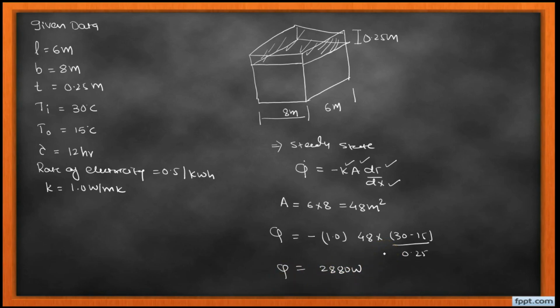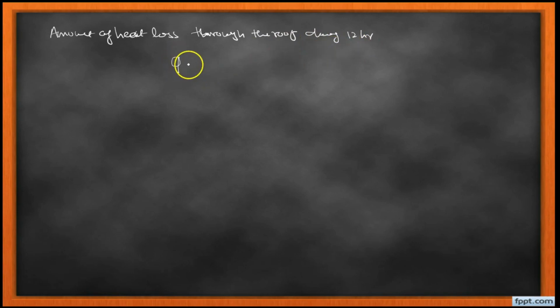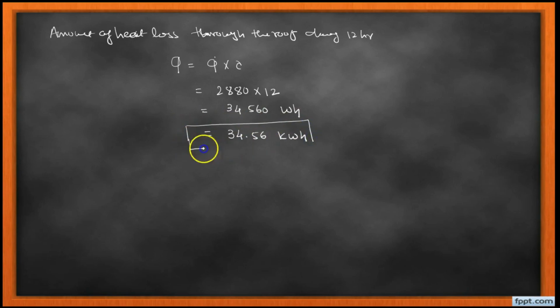Now we need to calculate the total heat loss during the 12 hours. Amount of heat loss through the roof during the 12 hours. So we need to find it out using the equation, that Q dot into the time. So our answer for Q dot is 2880 and the time is 12 hours. So we get 34,560 watt hour, and if we want to convert this into kilowatt hour, then it becomes 34.56 kWh. So that is the total heat loss during the 12 hours.